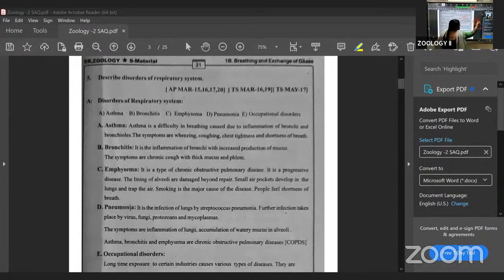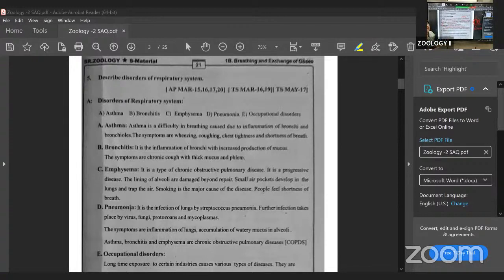This alveoli lining is damaged when those persons have emphysema. At that time, the lining inside of the alveoli will be destroyed. See this one, the lining of the alveoli is damaged beyond repair, and small pocket-like structures are formed. Other than the alveoli, small pockets develop in the lungs. They trap the air. Instead of alveoli, these sacs are taking the air. That condition is called emphysema.